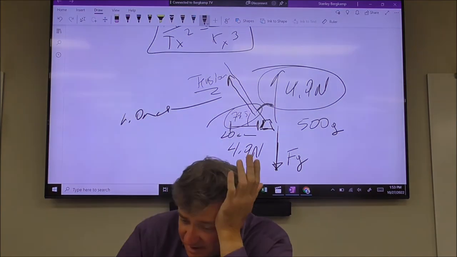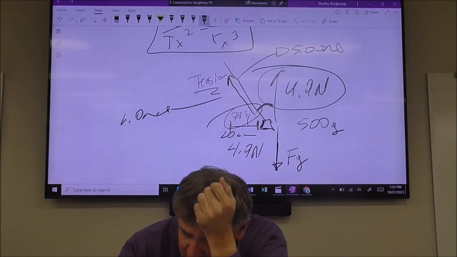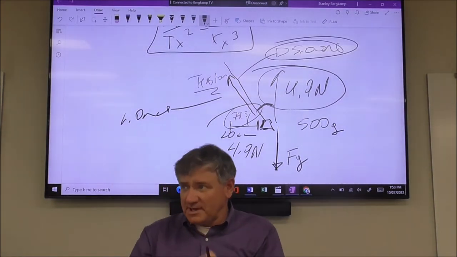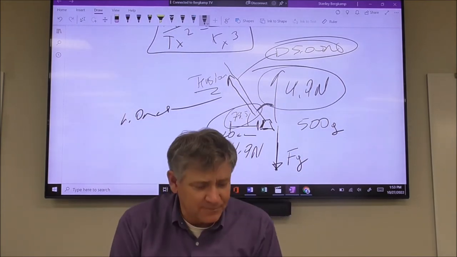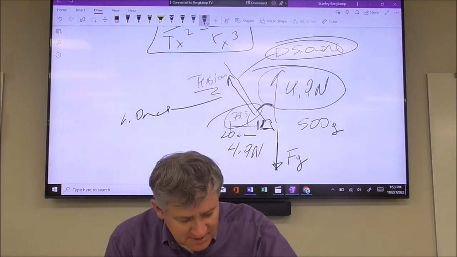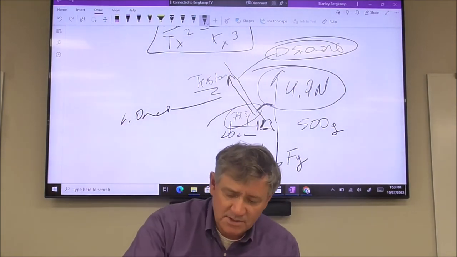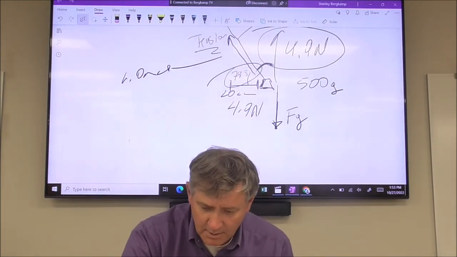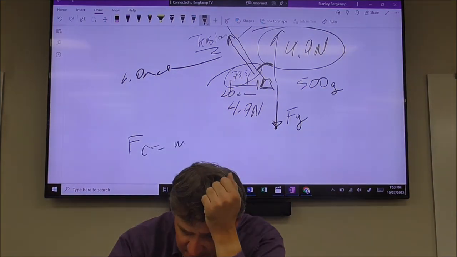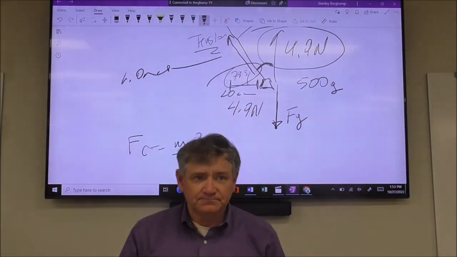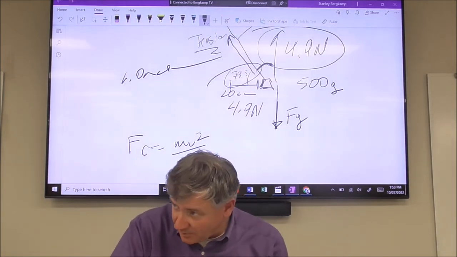So anyway, what you should see is that tension is 5 newtons. It's not a lot more because it's a pretty shallow angle, whatever. Now, the trick to this is the ball speed. To do that, you've got to go centripetal force equals mv squared over r. Now, the trick is, you don't know the centripetal force.